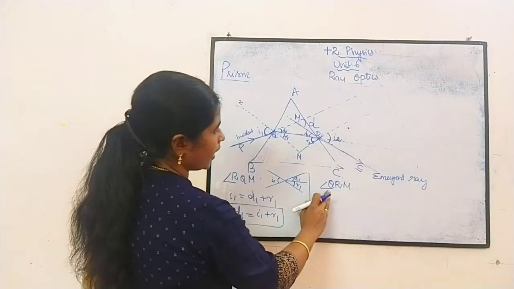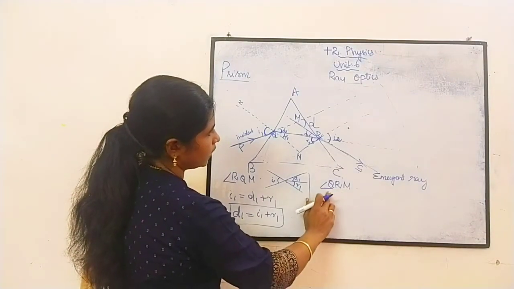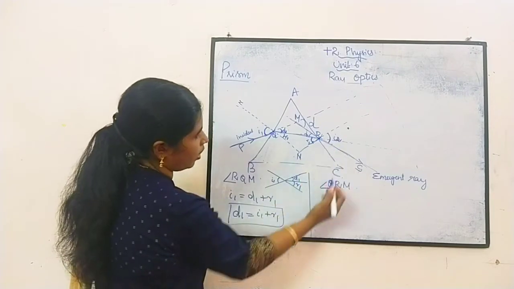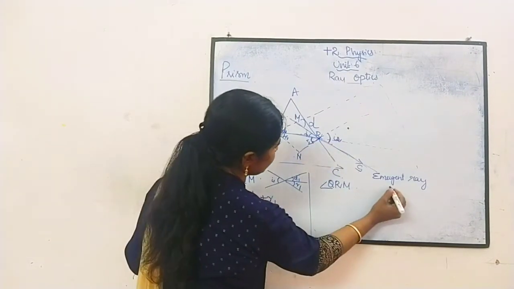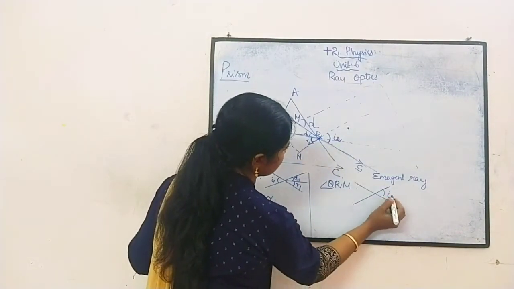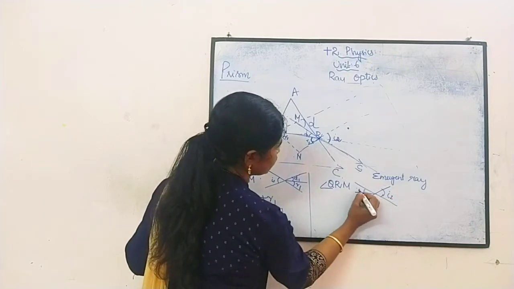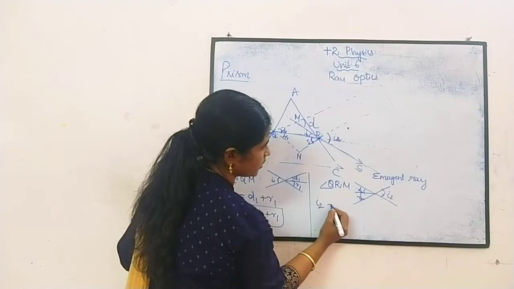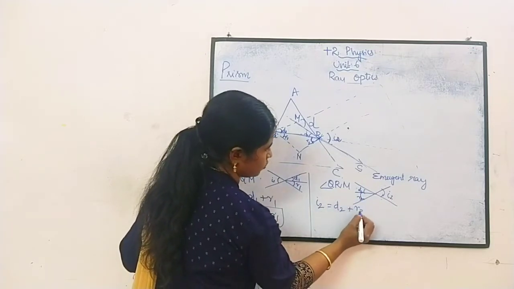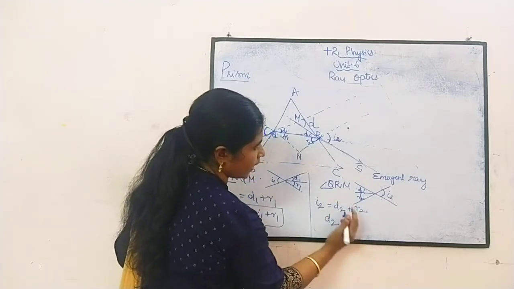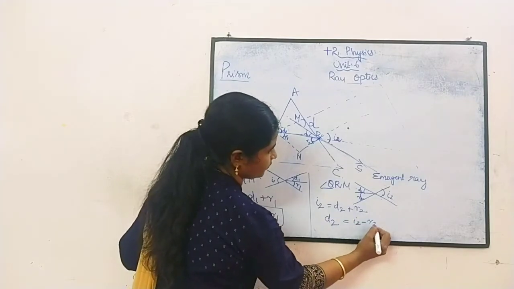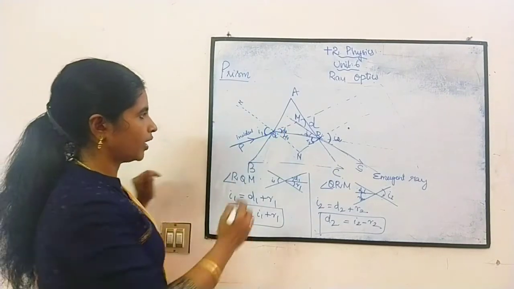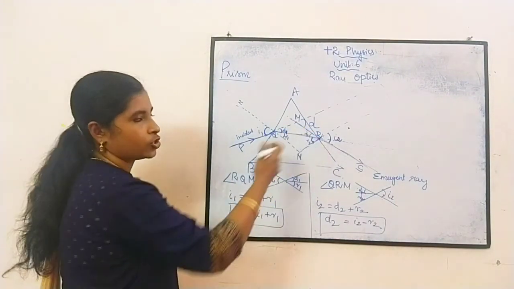Similarly, take angle QRM. At this angle R, what happens? Here also, this is I2, and this is D2 plus R2. We know that these two angles will be equal. So I2 is equal to D2 plus R2. So what is D2? I2 minus R2. Clear? So now we have calculated the angles of deviation D1 and D2.